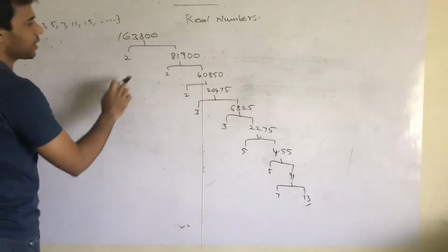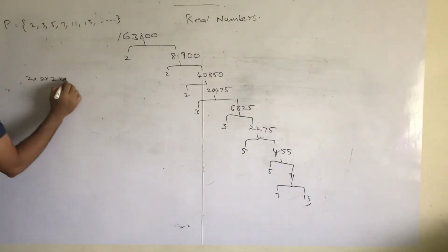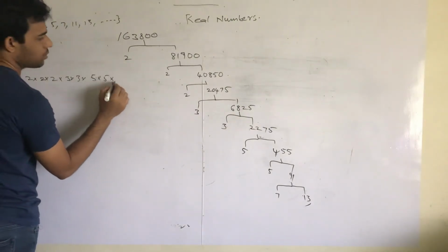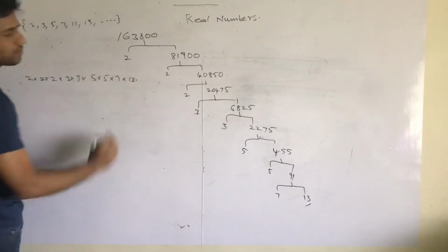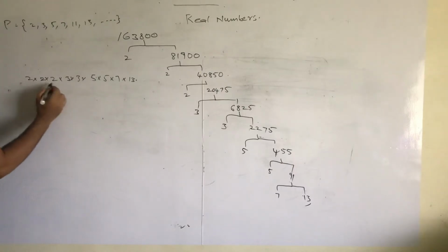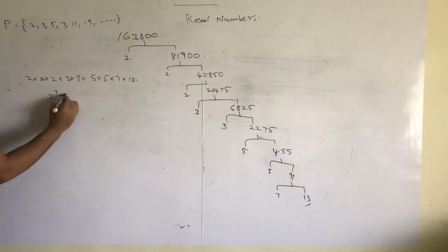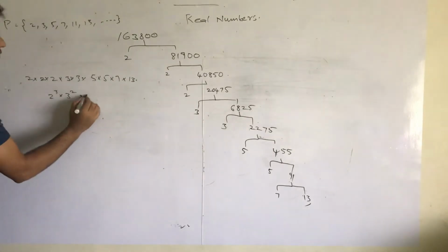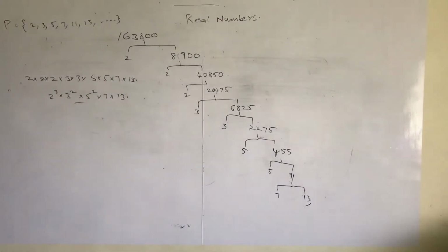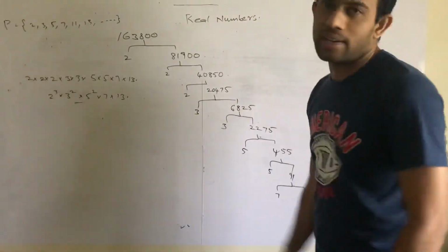So 16380 can be written as 2 into 2 into 2 into 3 into 3 into 5 into 5 into 7 into 13, right? So when I write in terms of the prime powers, I have 2 into 2 into 2, I can write 2 cube, and similarly 3 into 3, I can write 3 square, and 5 into 5, I can write 5 square into 7 into 13. So this is the way you can write any number in terms of the prime factors.